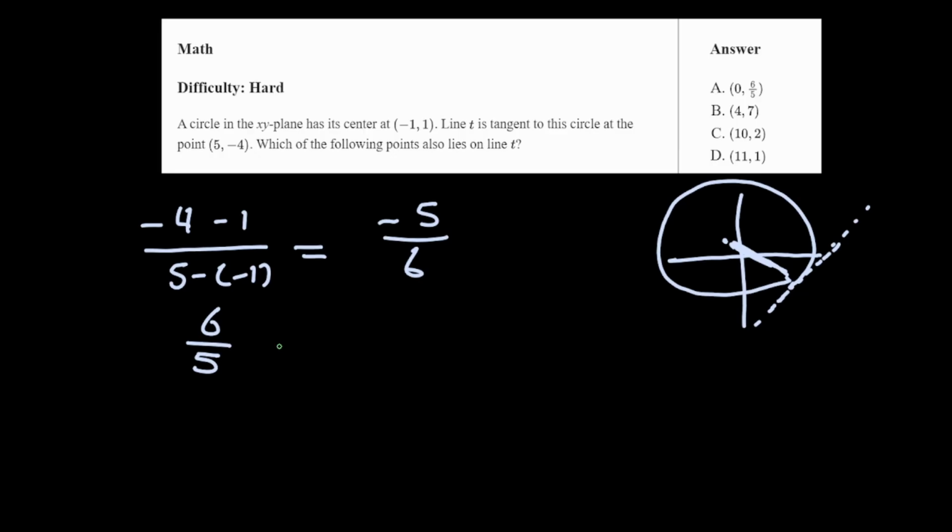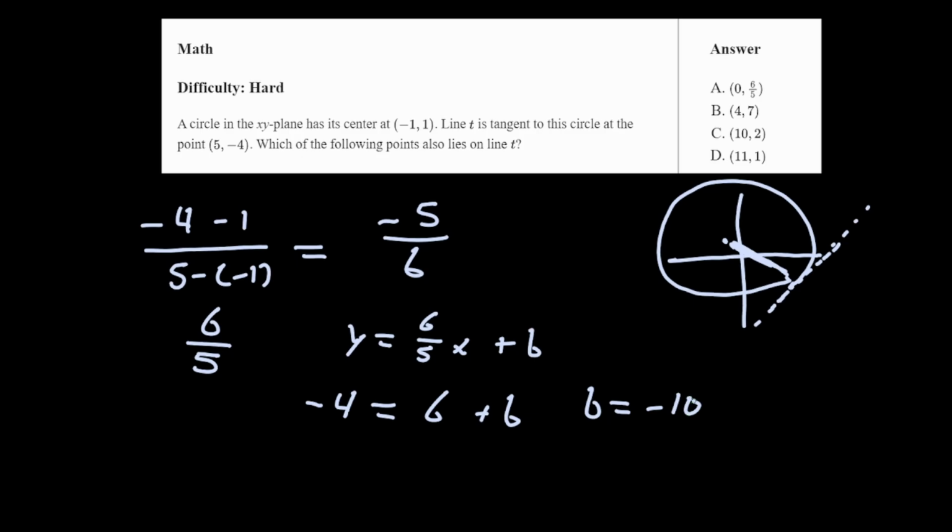So let's find the rest of the line. So we have y equals 6/5 x plus b. And we know (5, -4) is on the line, so we can plug those in to get -4 equals 6 plus b, meaning b is -10. So y equals 6/5 x minus 10.